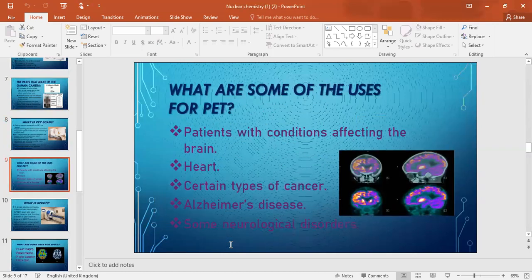Uses of positron emission tomography: patients with conditions affecting the brain, heart, certain types of cancers, Alzheimer's disease, and some neurological disorders, for example seizures, pancreatic tumors, lymphoma and colorectal cancer.